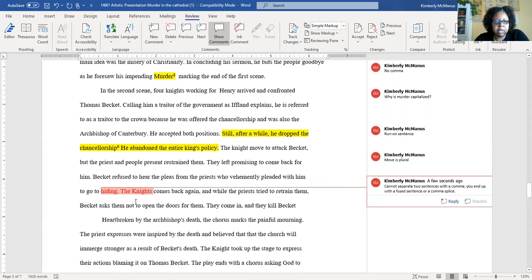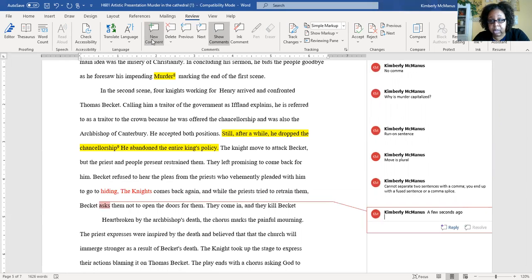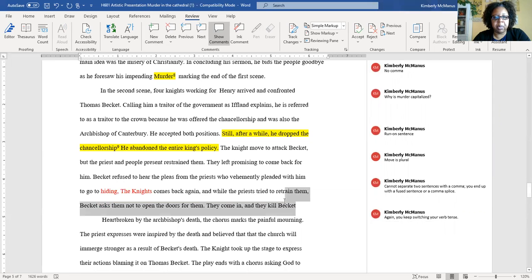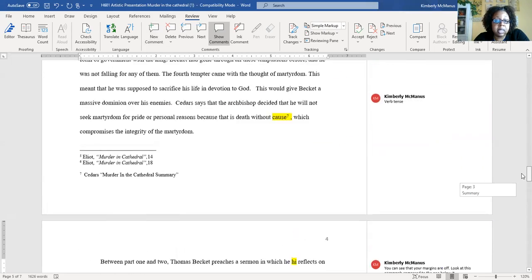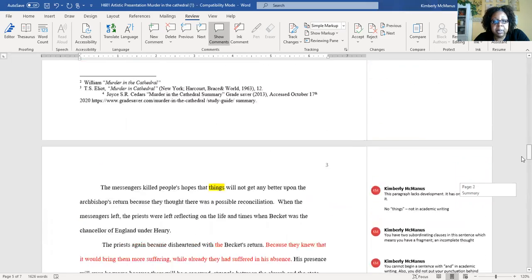And once again, you just keep changing your verb tense. You go from past tense to present tense. You can't do that, okay? Normally when you're dealing with literature, you stay present tense in literature, okay? So again, you keep switching. Then you have, they come in, they kill Becket. No punctuation whatsoever at the end of the sentence. These are just common errors that you should have caught, Samuel, while you were going through your paper, okay?